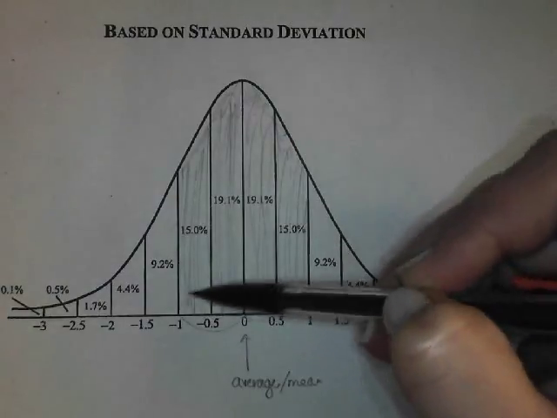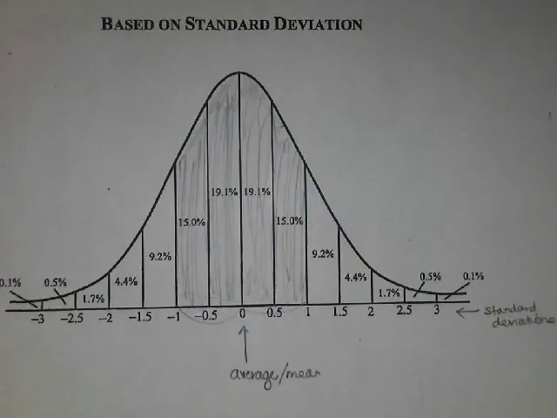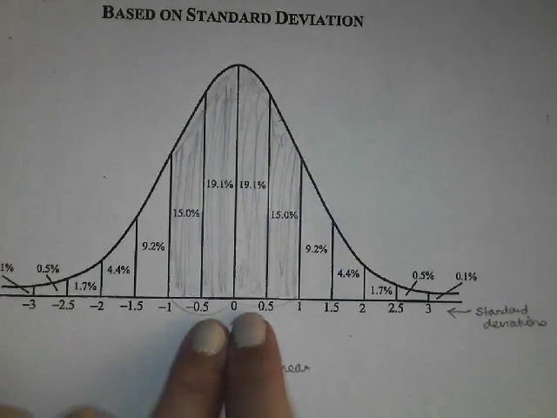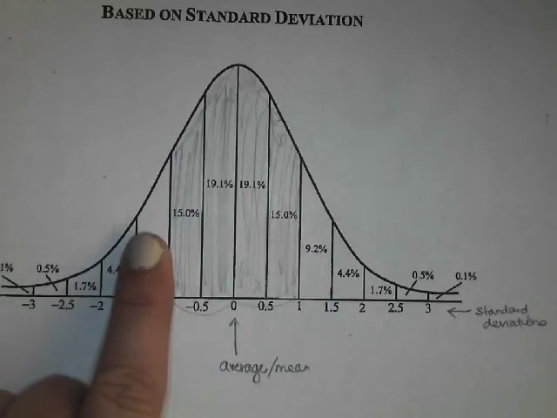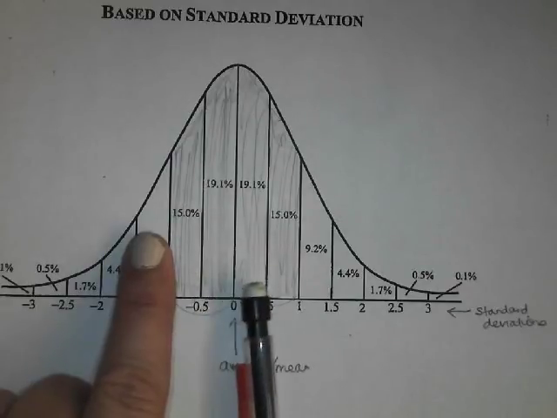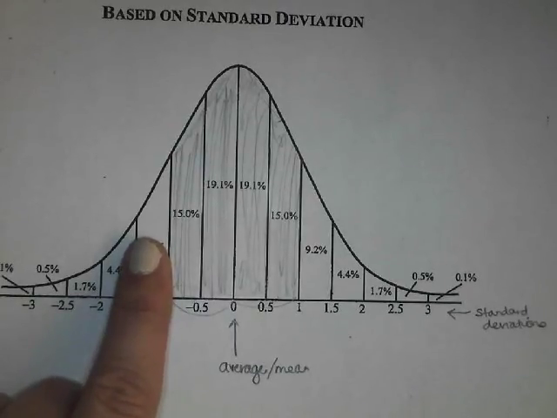What was our percentage in theory that we were supposed to have within one standard deviation of our mean? 68. If you add up all of these percentages, 15 plus 19.1 plus another 19.1 plus another 15, you get 68.2%. 68% is a good enough rough estimate for us, but it's technically 68.2%.